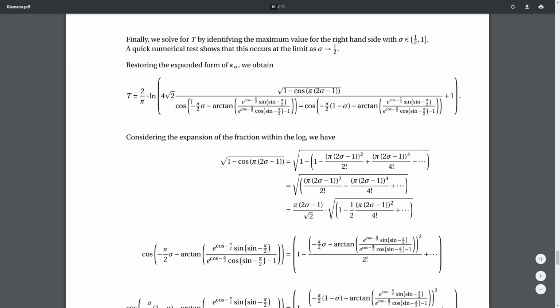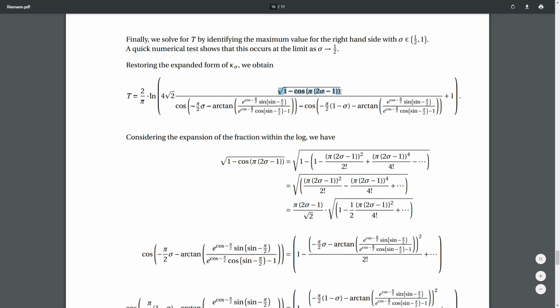We see that the numerator goes to 0 as sigma goes to a half, right? So 2 times 1 half would be 1, and so that would go to 1 minus 1. So that would be cosine of pi times 0, which would be cosine of 0, which is 1. So the numerator goes to the square root of 1 minus 1, which is 0.